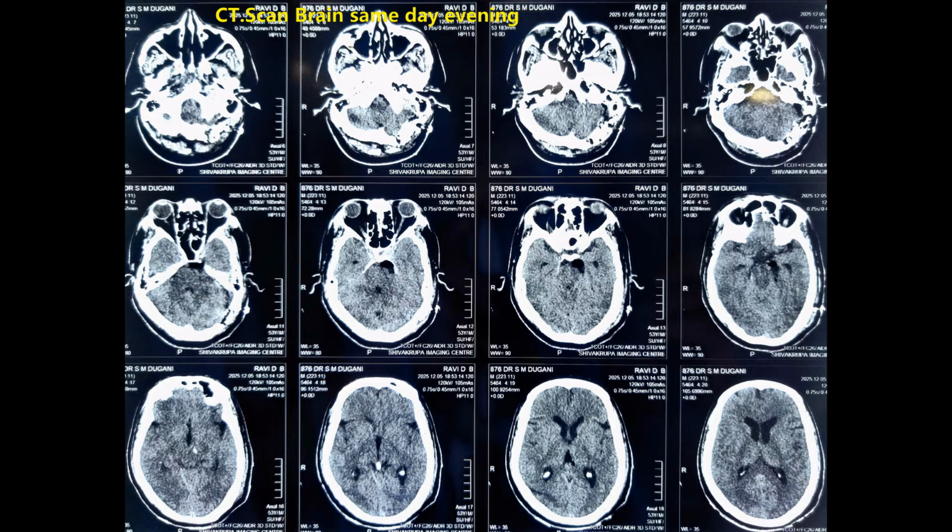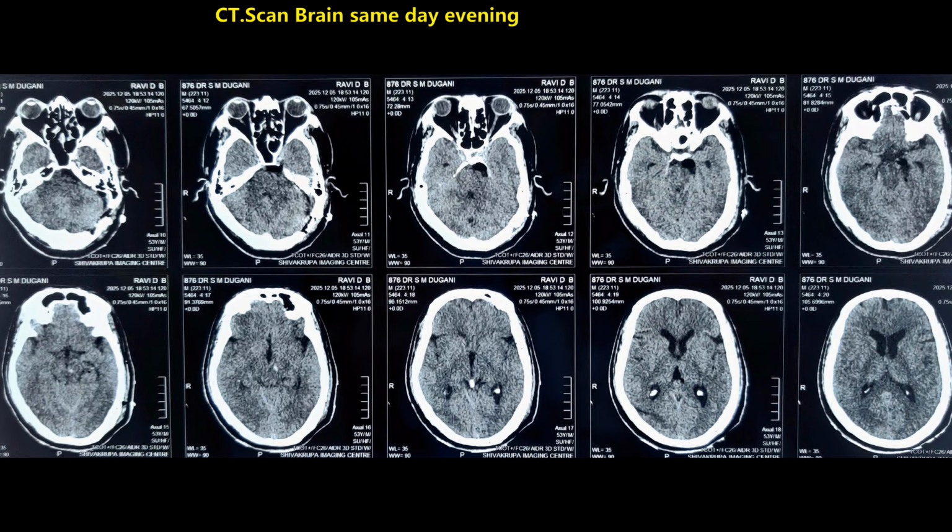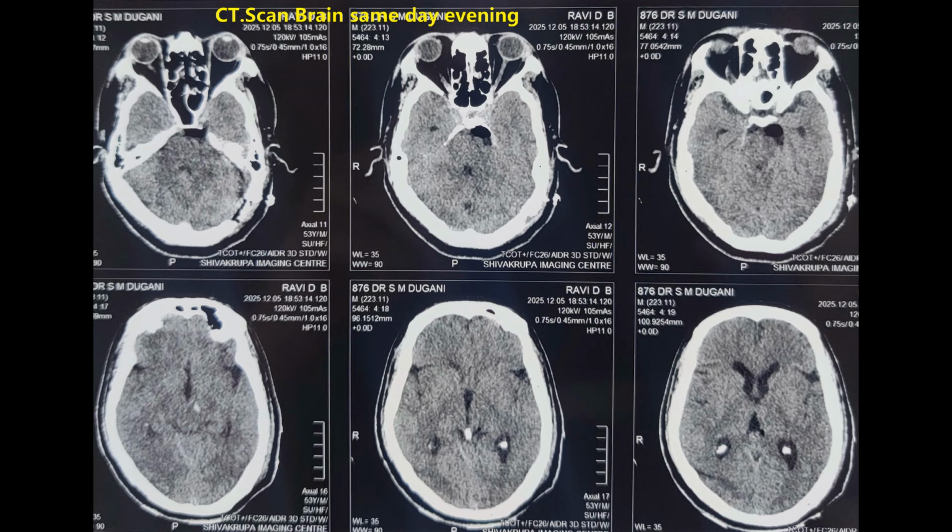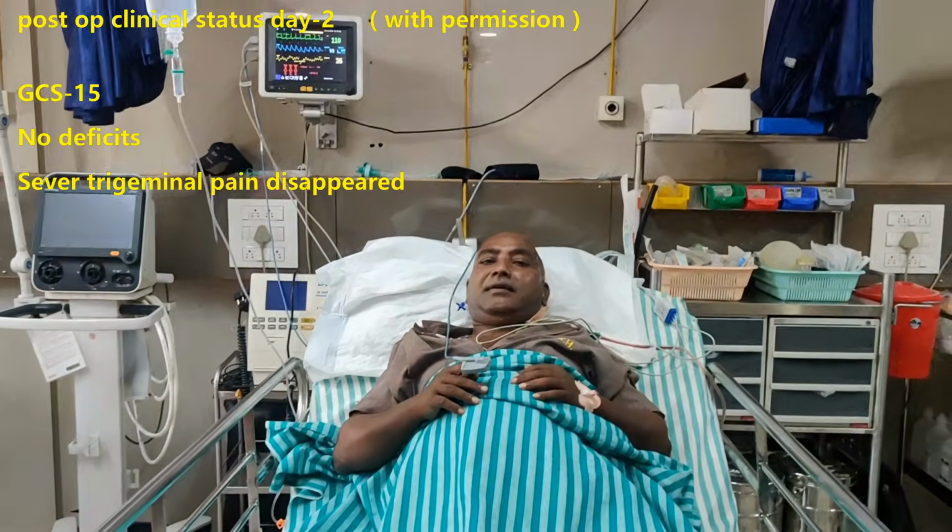This is a CT scan same day evening. You can see the tumor excised completely, no hemorrhage, edema, swelling, ventricles are normal, and medial temporal and anterior part of the brainstem and upper lateral medullary space lesion is excised completely.